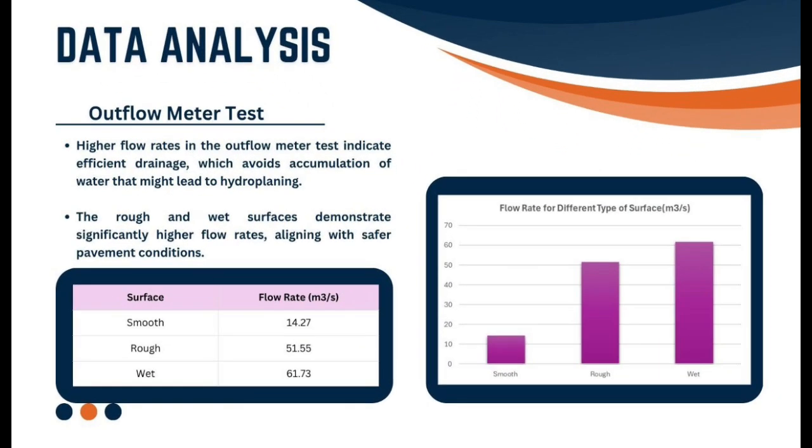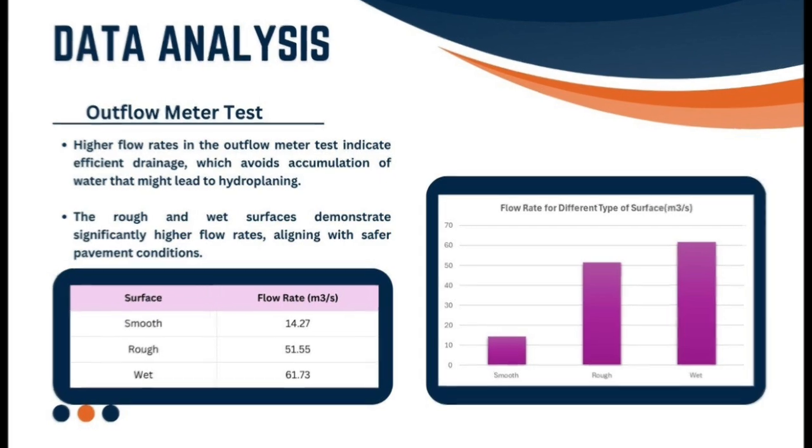Next, the outflow meter test assesses how quickly water drains from each surface. Our results show the highest flow rate is for the wet surface. Higher flow rates mean better drainage and less chance of hydroplaning. Again, rough and wet surfaces perform well, making them safer under wet conditions.